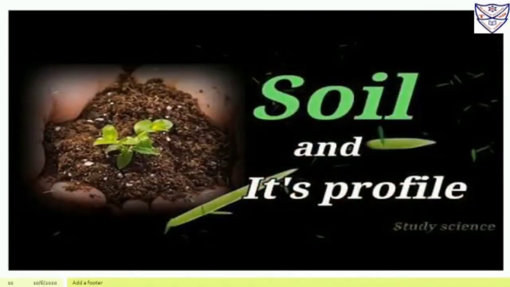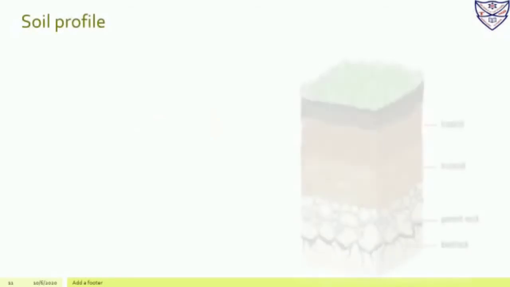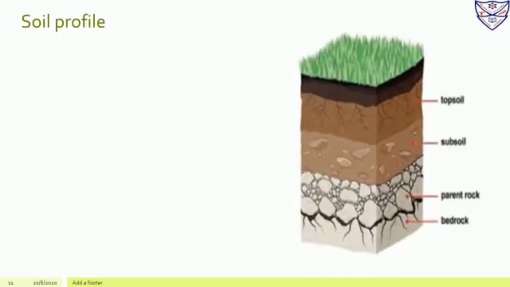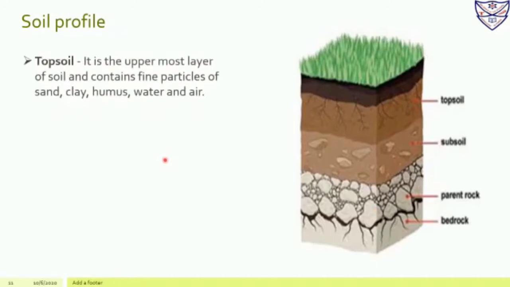We'll come to our next topic, that is soil and its profile. Soil profile refers to the layers of soil. Here in this picture you can see the layers of a soil profile. They are topsoil, subsoil, parent rock and bedrock. So first we will learn about topsoil. What is topsoil? It is the uppermost layer of soil and contains fine particles of sand, clay, humus, water and air.